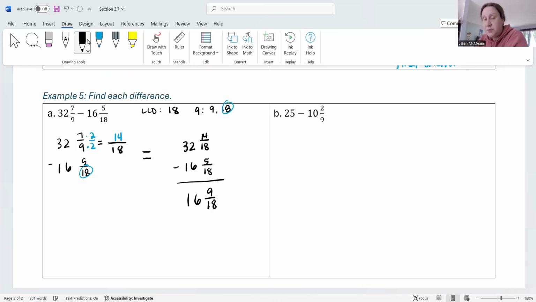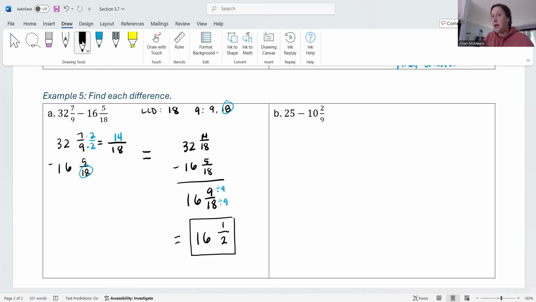And all you have to do is make sure you've reduced your final answer. So when I look at 9/18, I notice that 9 and 18 have a 9 in common. So I want to divide both of those by 9. That tells me my final answer is 16 and 1/2. And that's it. That's your final answer.